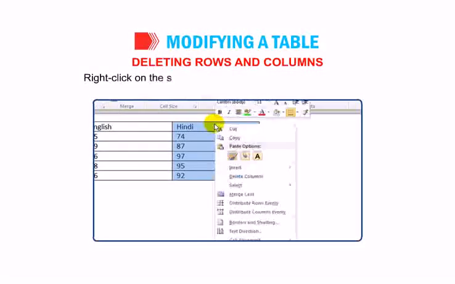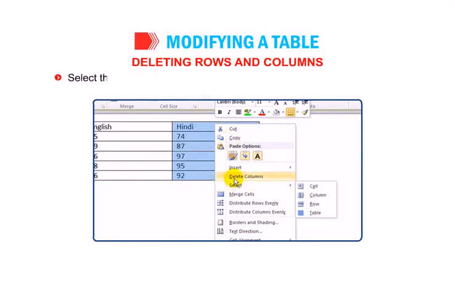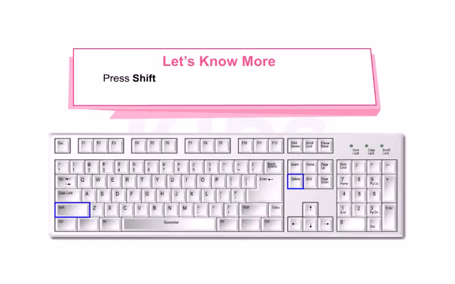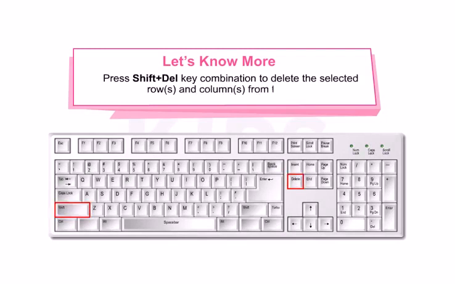Or right-click on the selected row or column that you wish to delete. Select the Delete Row or Delete Columns option from the shortcut menu. Students, note that pressing the Shift plus Delete key combination deletes the selected rows and columns from the table.